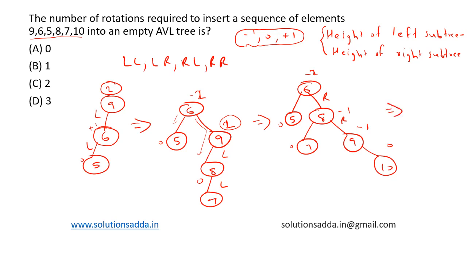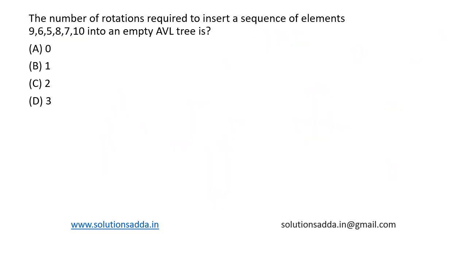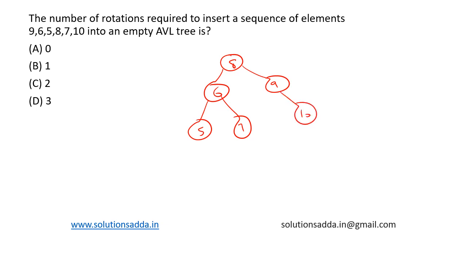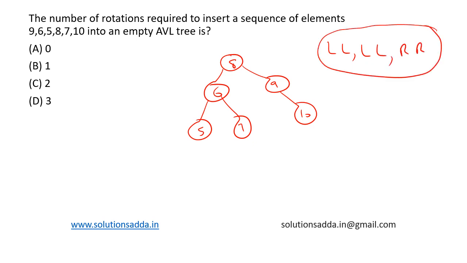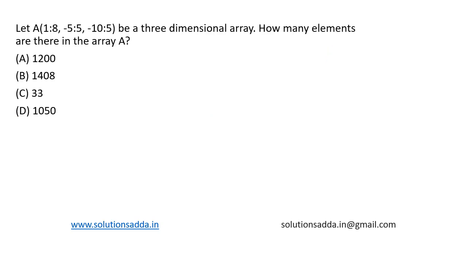So we rotate it again and we get the 3 as this. We have 8 here. We have 6 here. We have 5 here. We have 7 here. We have 9 and 10 here. So in total, we have made 3 rotations, LL, LL followed by RR. So 3 rotations we have made. So the number of rotations required to insert this sequence is option D, 3. This is a question from data structures.